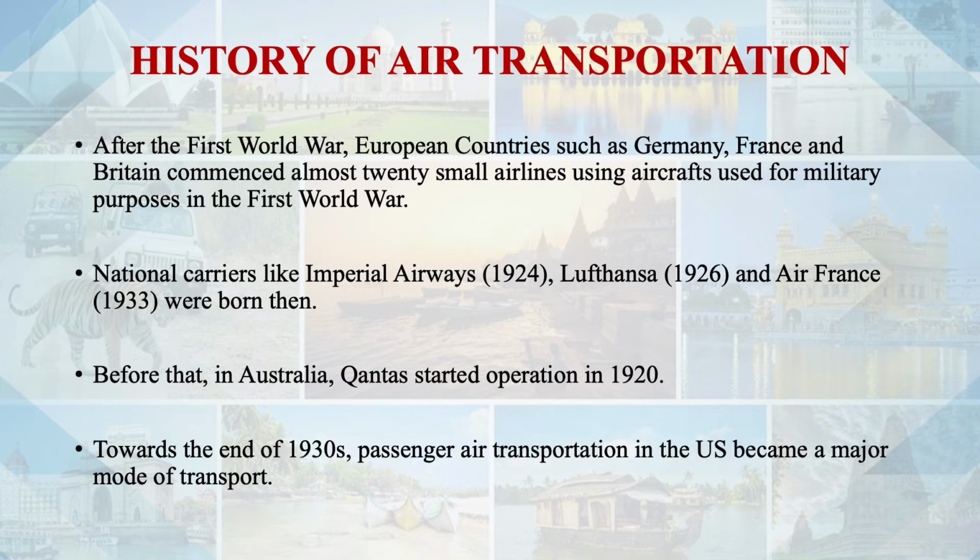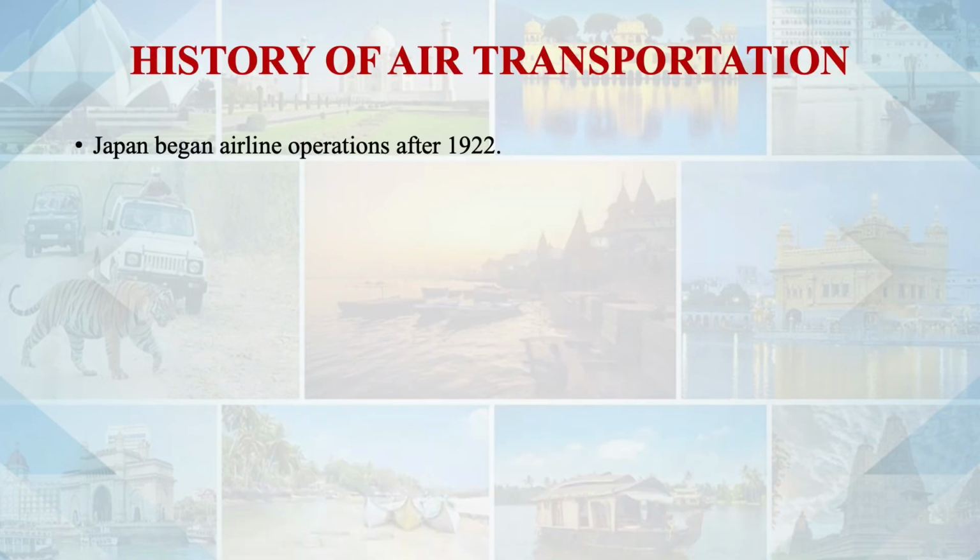Towards the end of the 1930s, passenger air transportation in the US became a major mode of transport. In the US, we need to understand that air transportation was primarily focused on mail transportation in the beginning. Passenger transportation gained significance later only. In Asia also, Japan began their airline operations after 1922. In India also, air transportation started by the 1920s by Tata. Tata Airlines was started at that time.